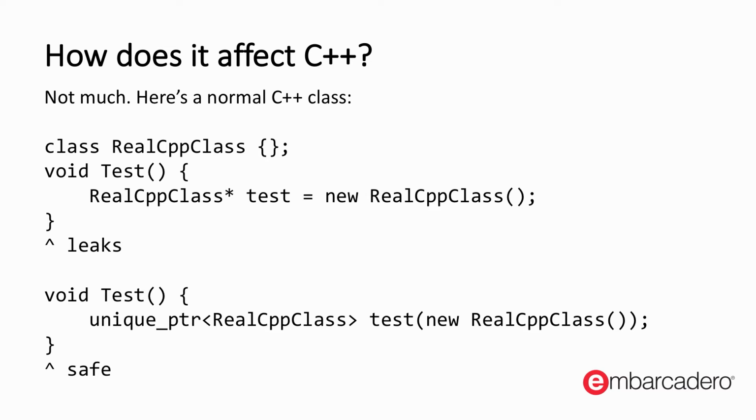First, normal C++. I have a very simple class here, RealCPPClass, and a method here, Test. So RealCPPClass pointer leaks equals new RealCPPClass. Here I'm creating a class instance and not deleting it, and it leaks. There is no ARC here. The solution is to use a smart pointer, as is normal good C++ practice, like so. unique_ptr of RealCPPClass, OK, and it's initialized with new RealCPPClass. Here the instance is deleted when the unique pointer goes out of scope. All this is good, normal C++.